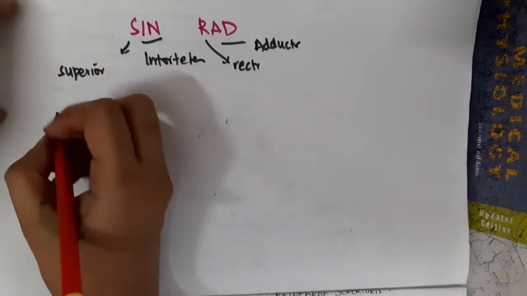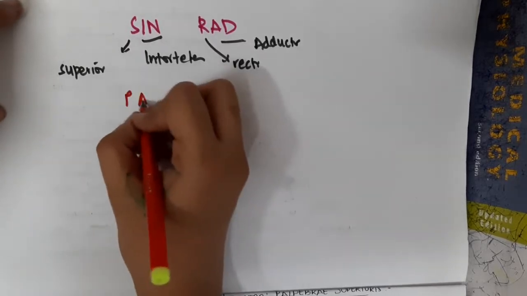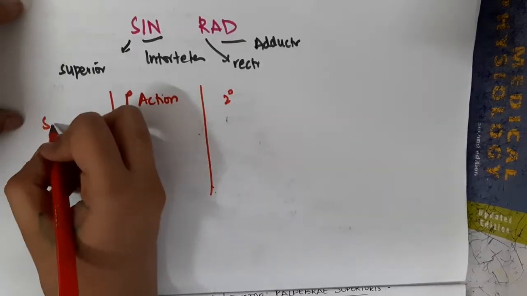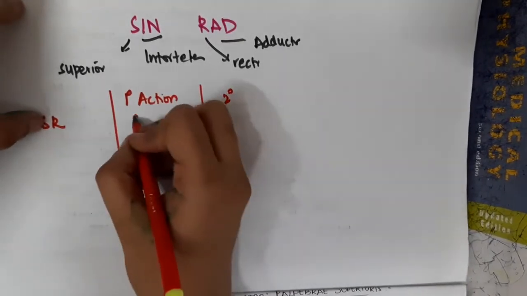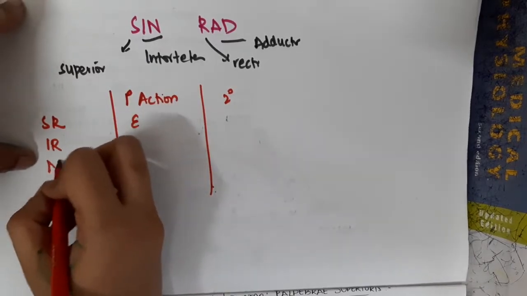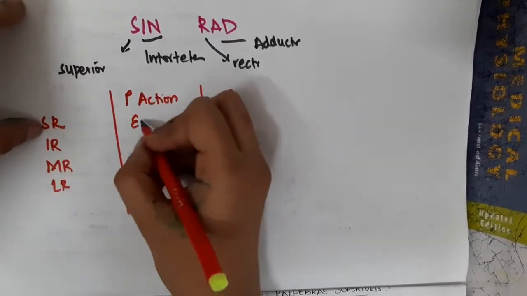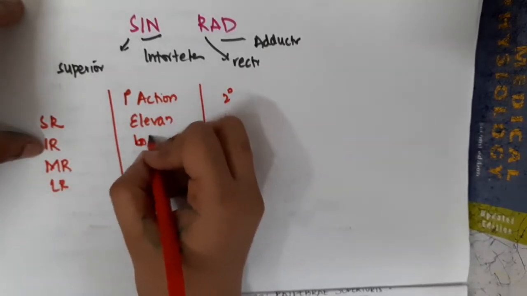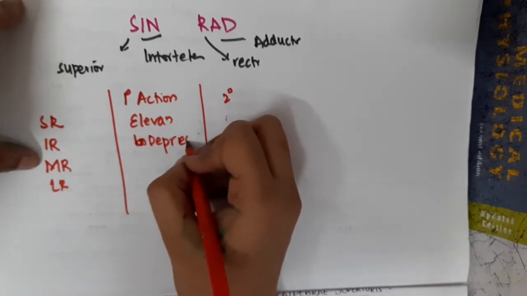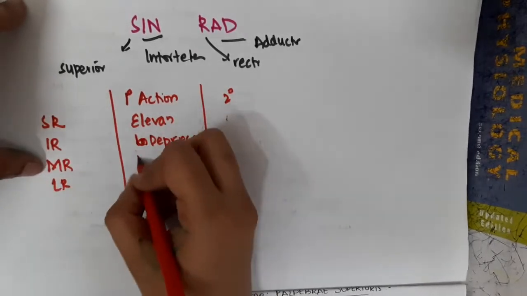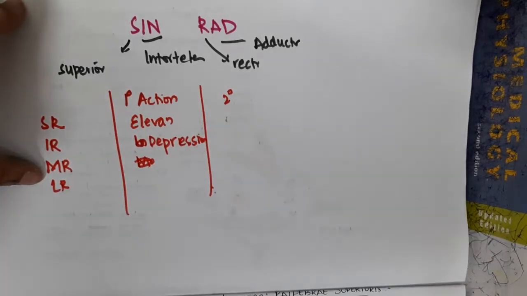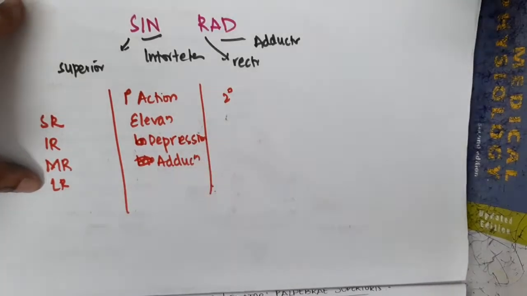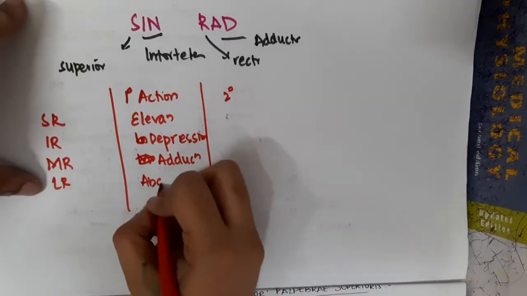In this table, first you have primary action, then you have secondary action. First you will see superior rectus. All the recti will be based on their name itself. Superior rectus will cause elevation, inferior rectus will cause depression, because it will help us to see down. Medial rectus will allow us to see medially, so it is adduction, whereas lateral rectus helps us to see laterally, so it is abduction.